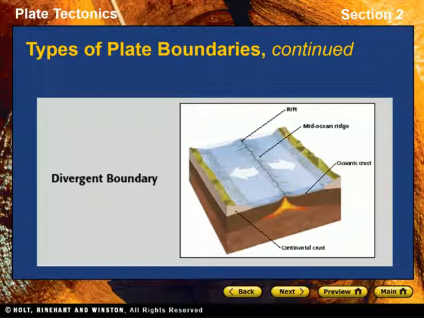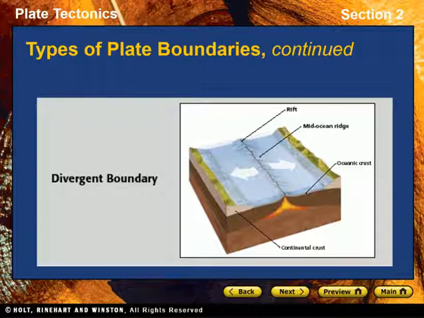Divergent boundaries. The way that plates move relative to each other determines how the plate boundary affects Earth's surface. At a divergent boundary, 2 plates move away from each other. A divergent boundary is illustrated on the screen here. At divergent boundaries, magma from the asthenosphere rises to the surface as the plates move apart. The magma then cools to form new oceanic lithosphere.